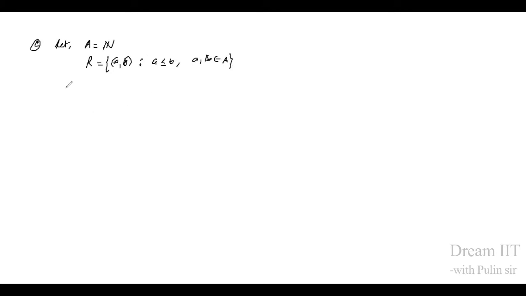Is this relation reflexive? So you just say for A belongs to capital A, that is natural number, can we say that this happens? Yes, we can say A is less than or equal to A. Had it been strictly less than, we could not have said, but here it is. So from here I can say that A comma A will be related and it will be in R. Let me make it R3. So I say that R3 is reflexive. Right? R3 is reflexive.